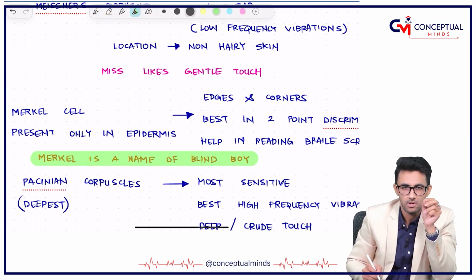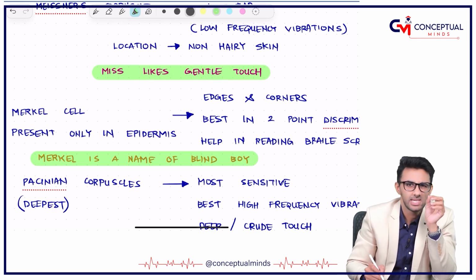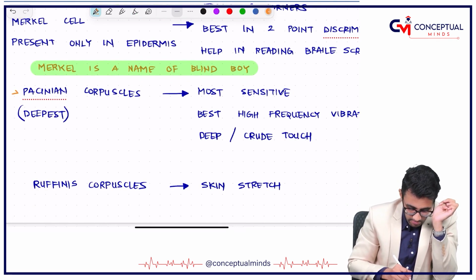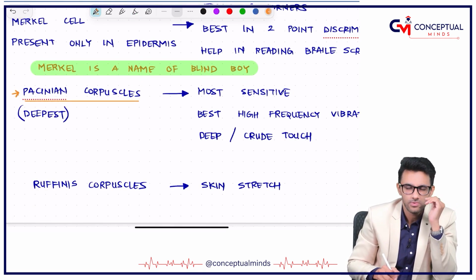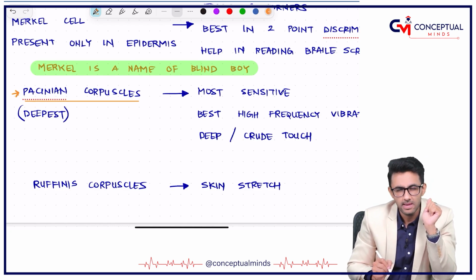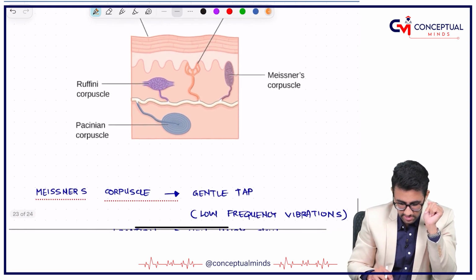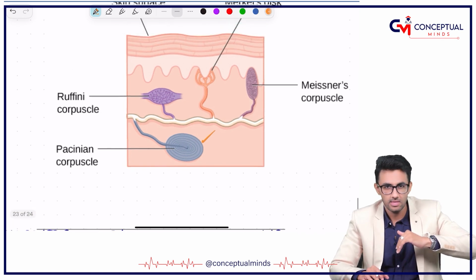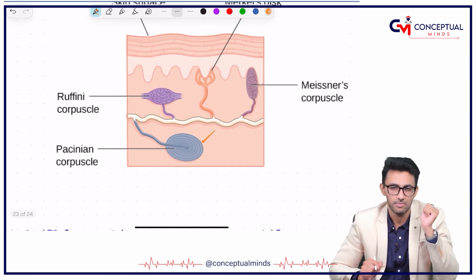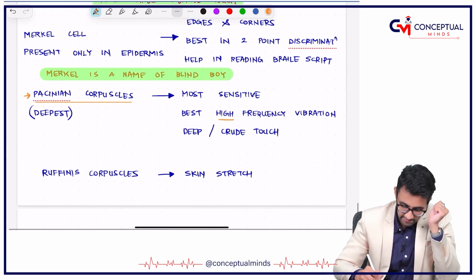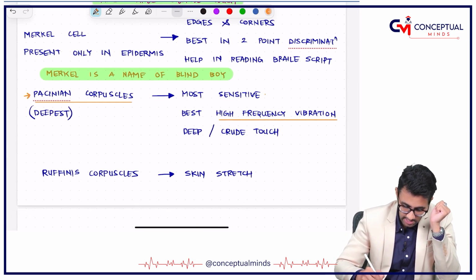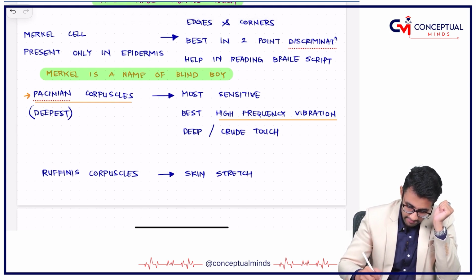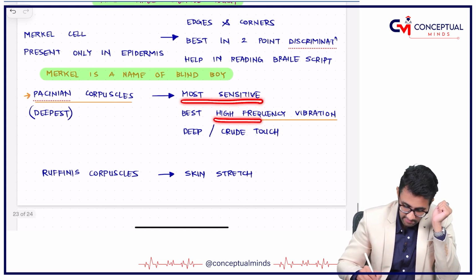And Meissner's corpuscle, how do we remember it? Miss likes gentle touch. Now we go on to the next one, that is Pacinian corpuscle. These are the ones that are very deeply placed. These concentric ones are Pacinian corpuscles, because they are very deep. They are used for high frequency vibrations, and they are the most sensitive ones for high frequency vibrations.